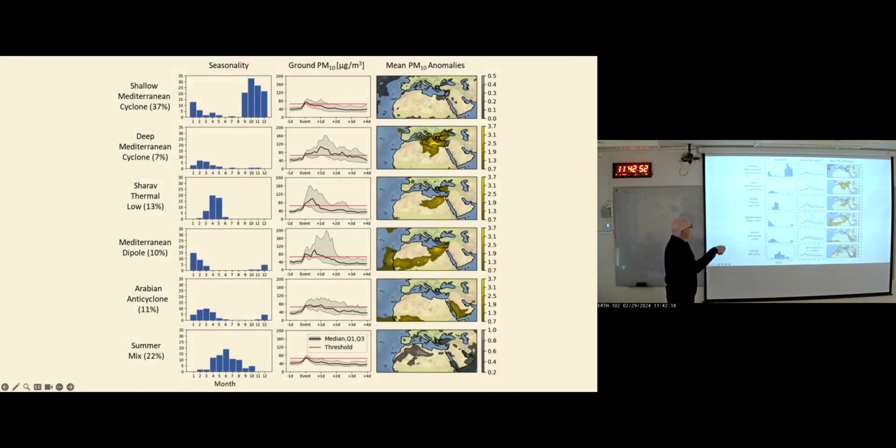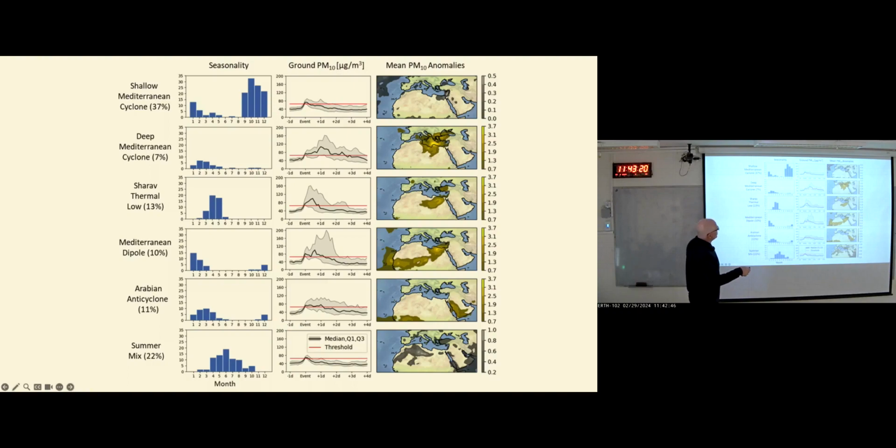We found 6 major types of storms. Each one of them has a different seasonality. You see, these are the months. This is when you have the activity. Some are in the summer. Some are more in the transition period. We can get the average behavior in terms of how long it takes. So this is the event, and these are a few days after. We can see what the concentration is. You see that they have different behavior.